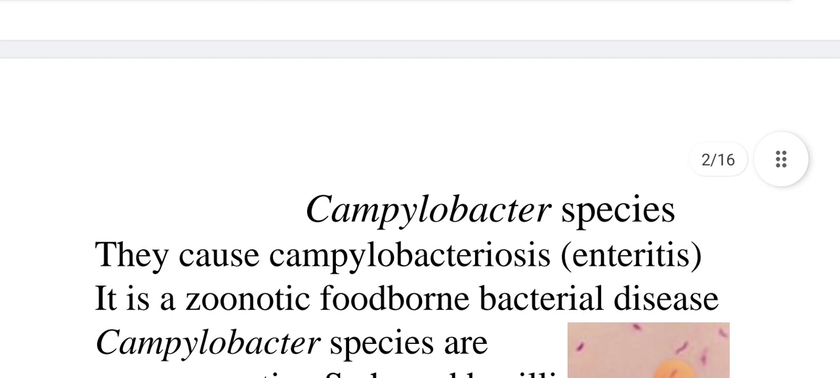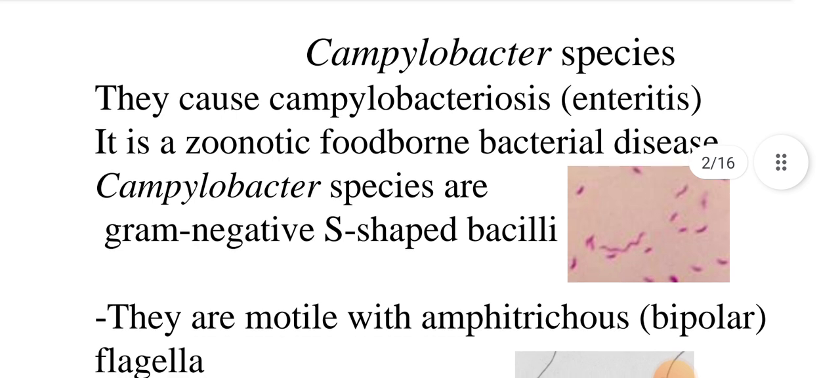You are welcome to this bacteriology lecture. It is about Campylobacter species. They cause Campylobacteriosis, which is an enteritis. It is a zoonotic foodborne bacterial disease.